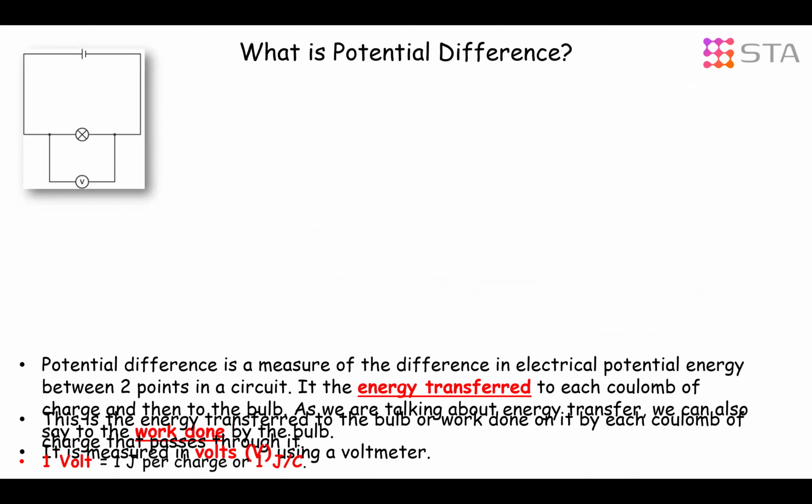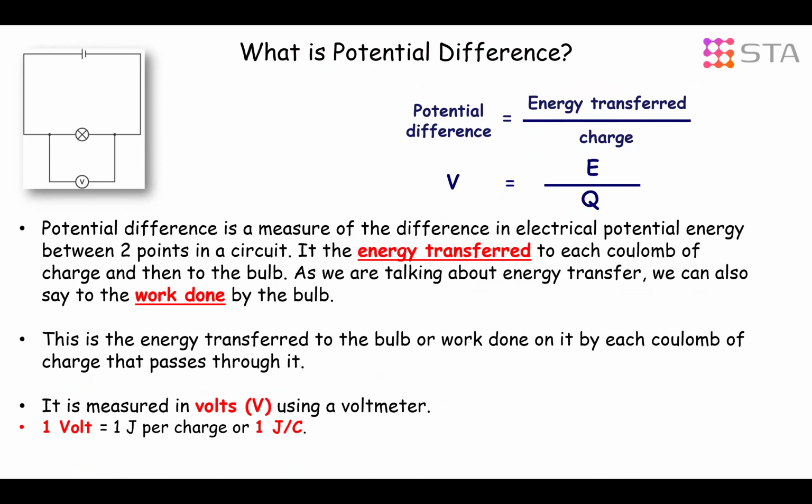So what is potential difference? Potential difference is a measure of the difference in electrical potential energy between 2 points in a circuit. It is the energy transferred to each coulomb of charge. So the battery or cell is providing energy to each coulomb of charge and then to the bulb.